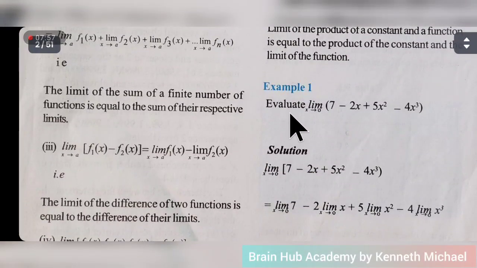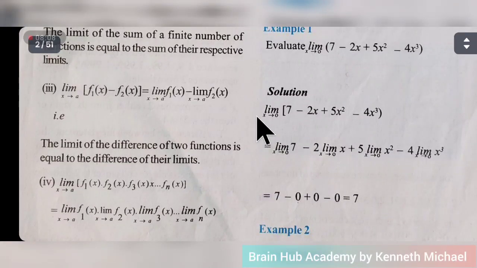Now we have an example. Evaluate the limit as x tends to 0 of this particular expression. The limit as x tends to 0 of this function will be equal to the limit of 7. You are going to distribute the limit over each of the terms, which satisfies the property that the limit can be distributed over subtraction and addition. So this is what we have here. The limit of a constant, of course, is a constant, from one of the properties.